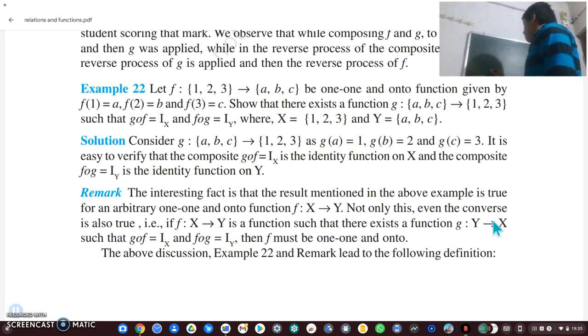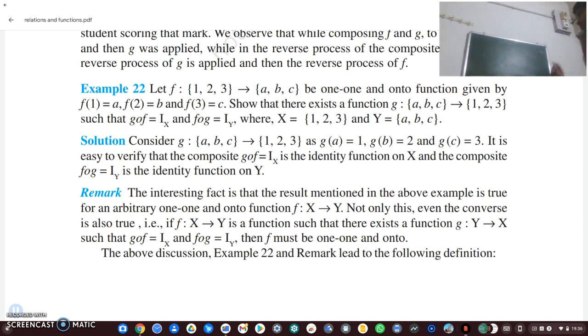So x1 square plus 1 is equal to x2 square plus 1. If I am able to show from here that x1 is equal to x2, then it would be one-one, or else it would be many-to-one. So as I am here, the 1s cancel, x1 square equals x2 square.